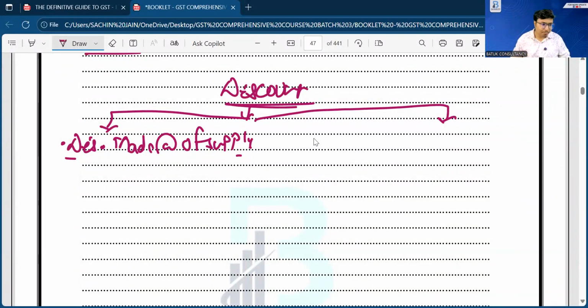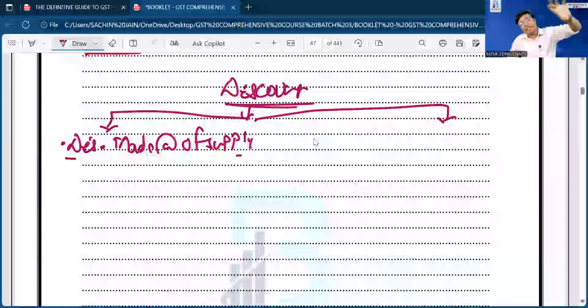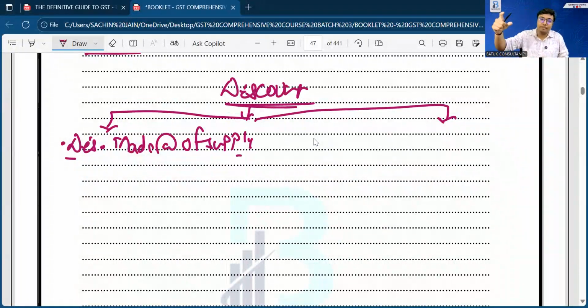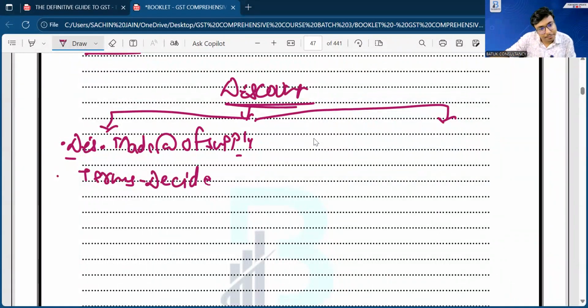Second type of discount: suppose I have given a target to a franchisee who is selling my courses, and I have told the franchisee that if you sell 5 lakh rupees of these courses in this particular month, then I will give you a 10% discount, but the requirement is that the person has to make sales of 5 lakh rupees. So the discount related terms have already been decided at the time of supply. So the second type of discount: terms decided, discount amount not known, but the terms are already clear, decided at the time of supply.